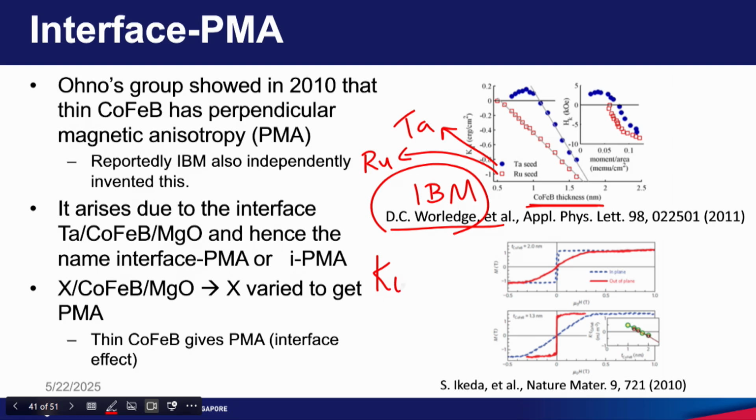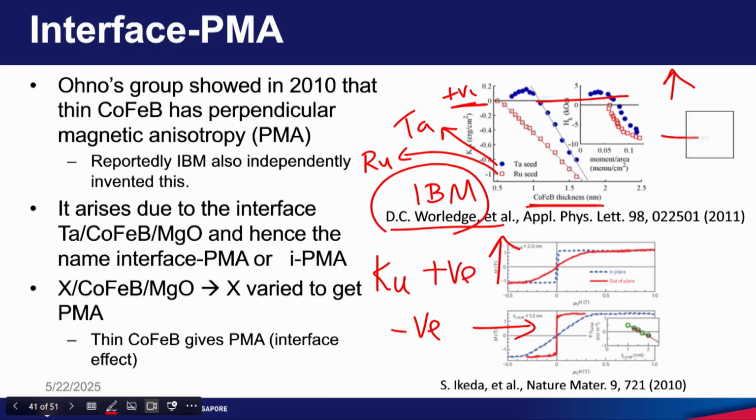Okay, I also have to explain what this means. When you say Ku, positive Ku means the magnetization is perpendicular to the wafer surface. When we talk about negative Ku, it means magnetization is in the plane. Okay, so that's what is shown here. So above this line Ku is positive, which means magnetization is perpendicular. Below this line Ku is negative, which means magnetization is in plane. Okay, so this is the cutoff line.